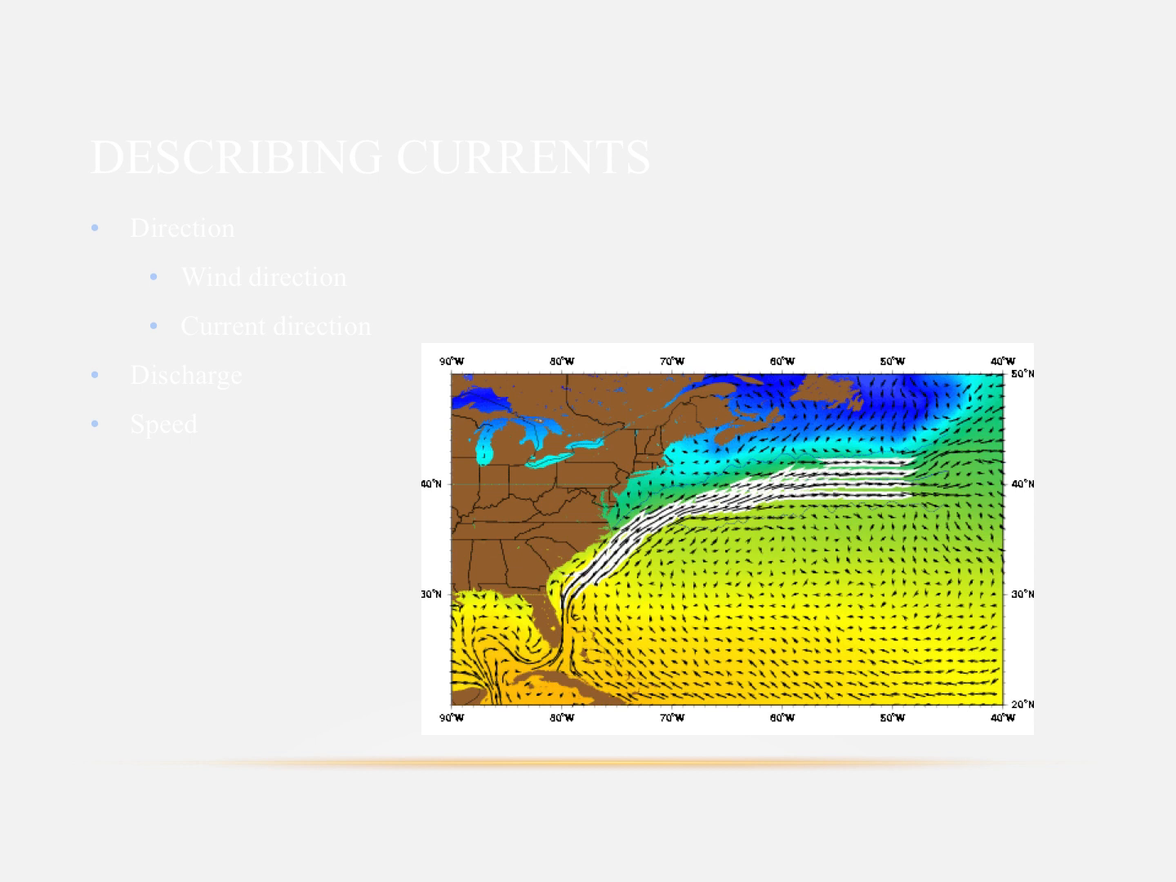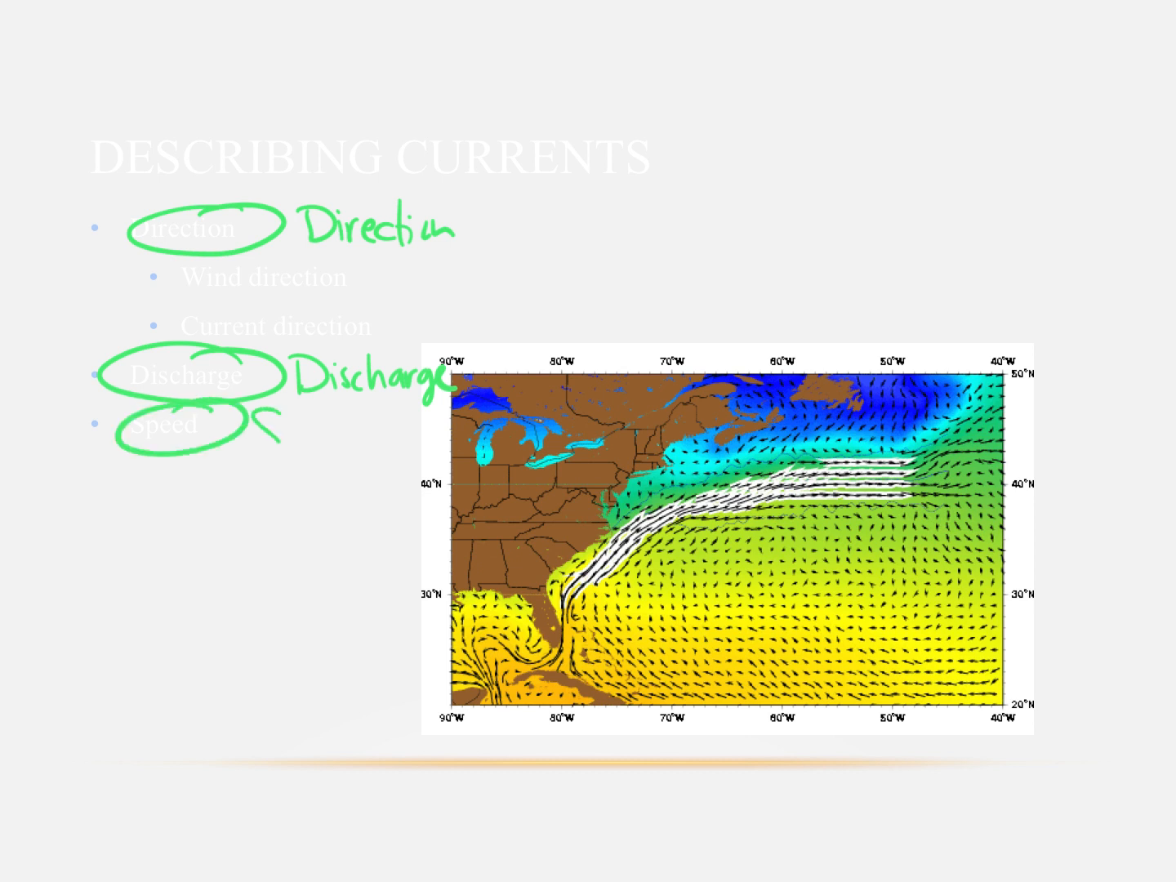So there are different ways of describing currents. There are 3 things that we always give. We always report direction, what's called discharge, and what we think of as speed. So for direction, typically we report wind direction and current direction. Remember, for a wind, a north wind blows north to south. So a south wind blows south to north. For the current direction, remember, a northerly current flows from south to north. A southerly current flows from north to south.